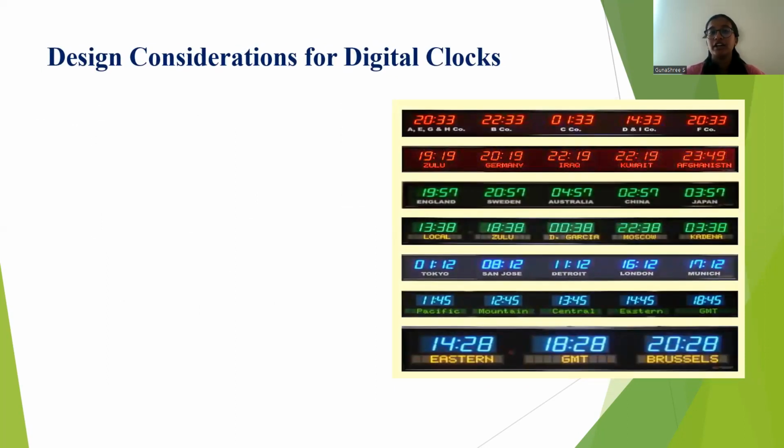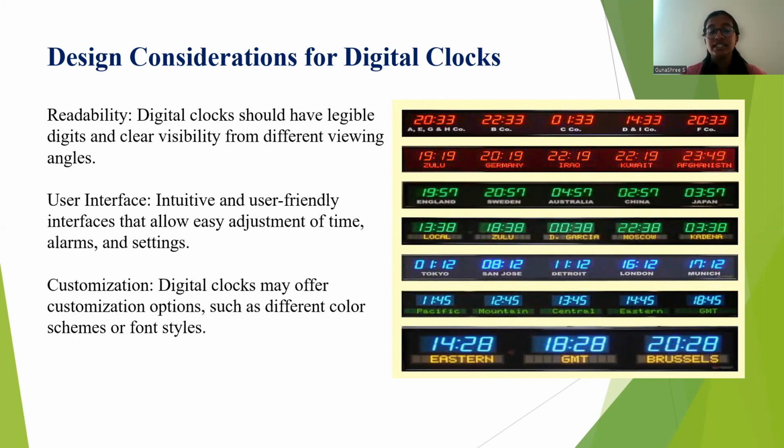Moving on to the design considerations for digital clocks. For example, if I have to set up a digital clock, what are the considerations I have to keep in mind while designing it? First one will be the readability. The digital clock should have legible digits and clear visibility from different viewing angles. User interface. It should be intuitive and user-friendly, allowing easy adjustment of time, alarms, and settings.